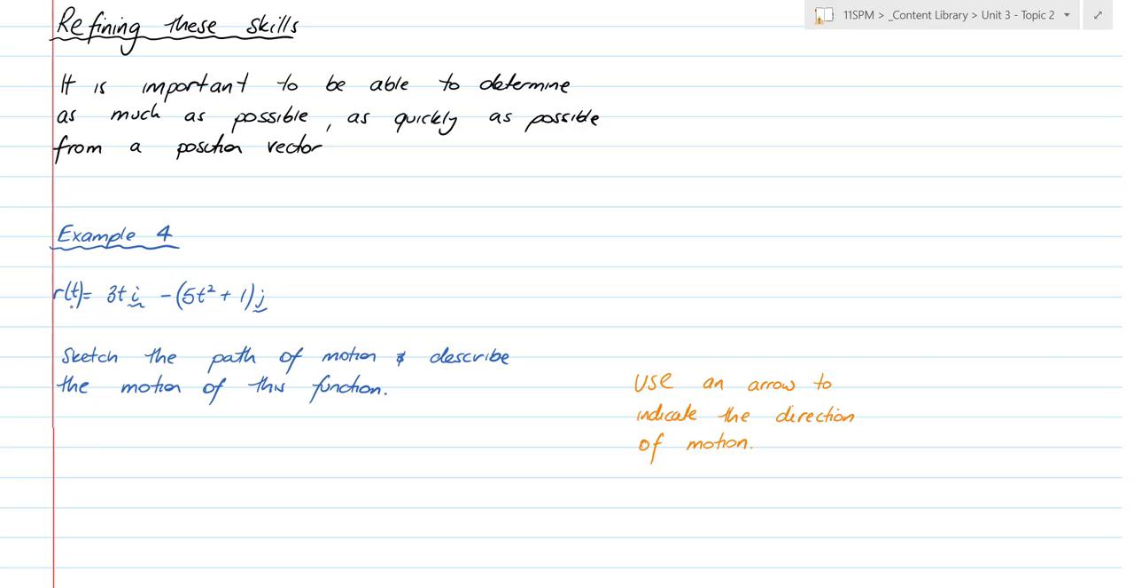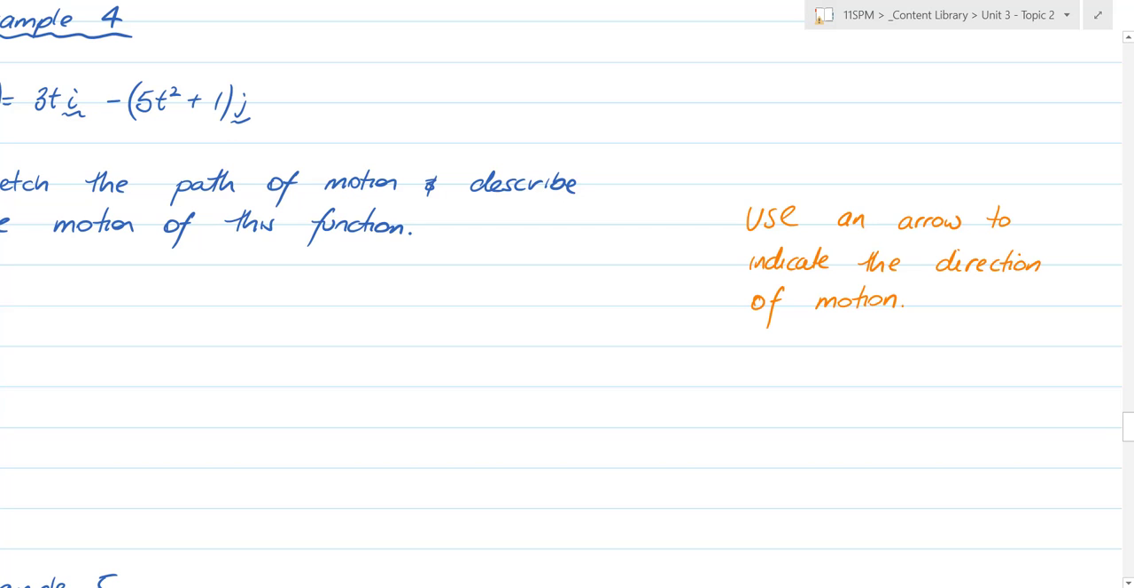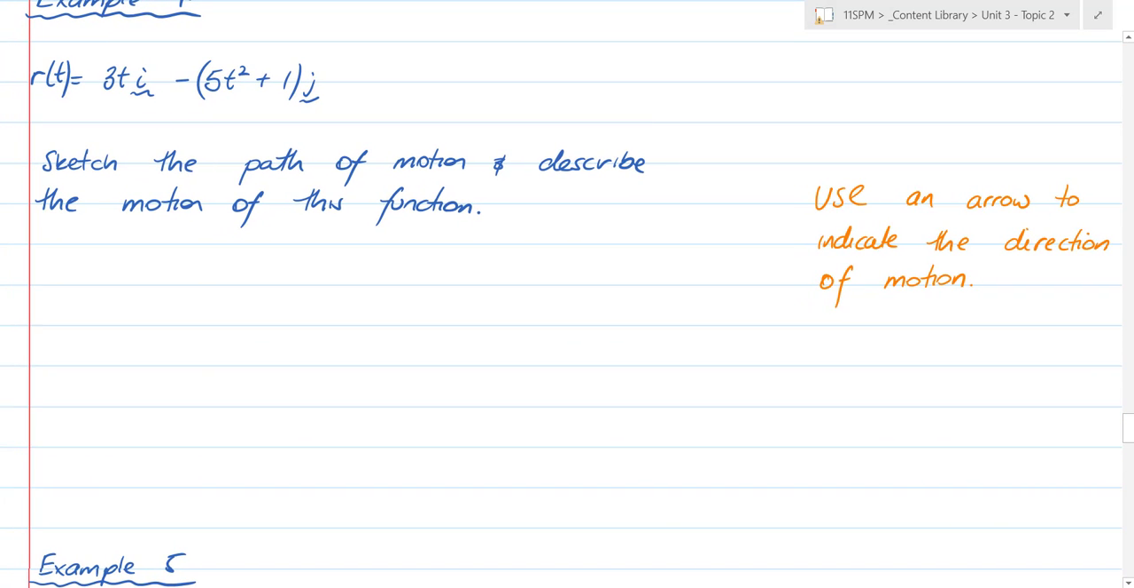What type of motion is this? It's parabolic motion, so it's a form of projectile motion, the motion we get under the influence of gravity. And here I've also been given a cue to use an arrow to indicate the direction of motion as well. So I want to sketch the path of the motion and describe the motion of this function.